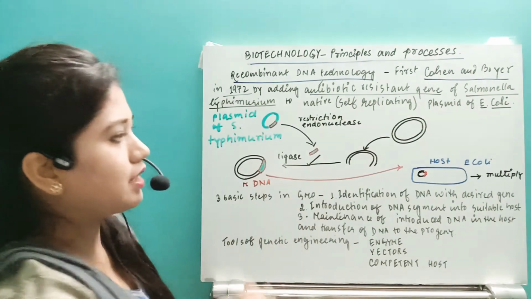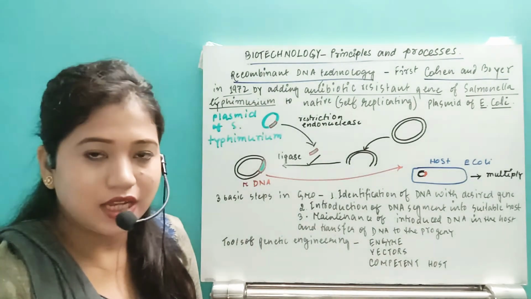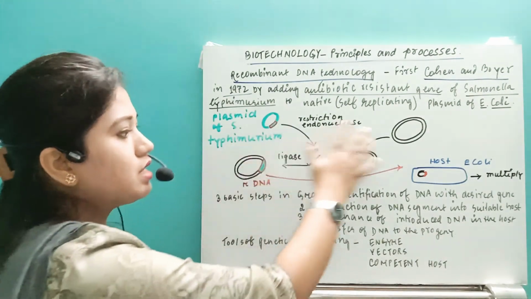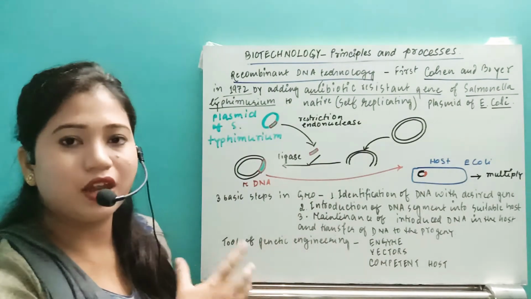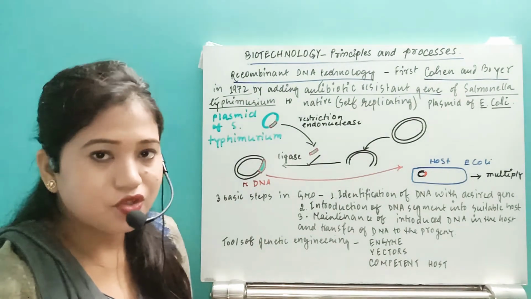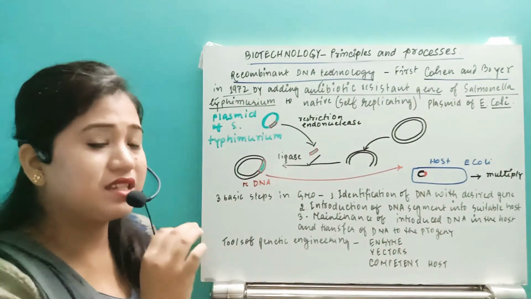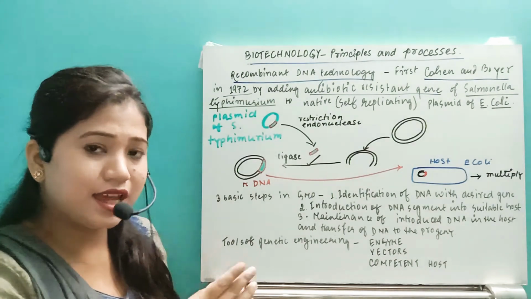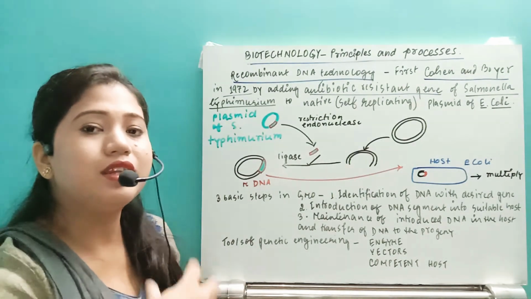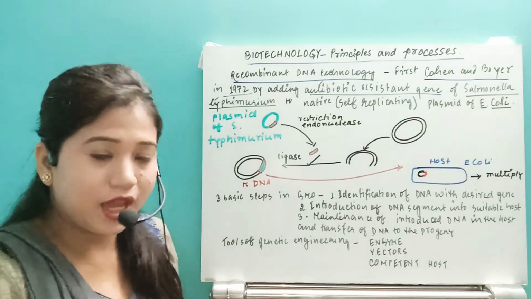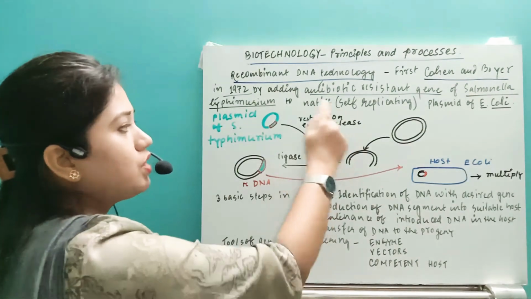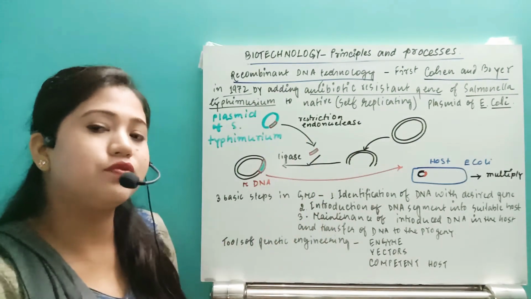So this is the technique of recombinant DNA technology. In this step, as it seems, it's very easy, but actually it is not. We need to know the exact region, the exact base pair region where the DNA will be cut, okay, and which enzyme or which restriction endonuclease will work.